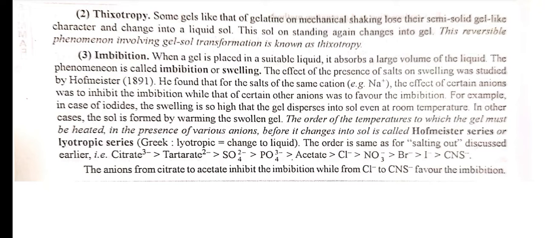That is, citrate (3-) is greater than tartrate (2-), that is greater than SO4 (2-), greater than PO4 (3-), greater than acetate, greater than Cl-, greater than NO3-, greater than Br-, Br- is greater than I-, greater than CNS-. The anions from citrate to acetate inhibit the imbibition, while from Cl- to CNS- favor the imbibition.